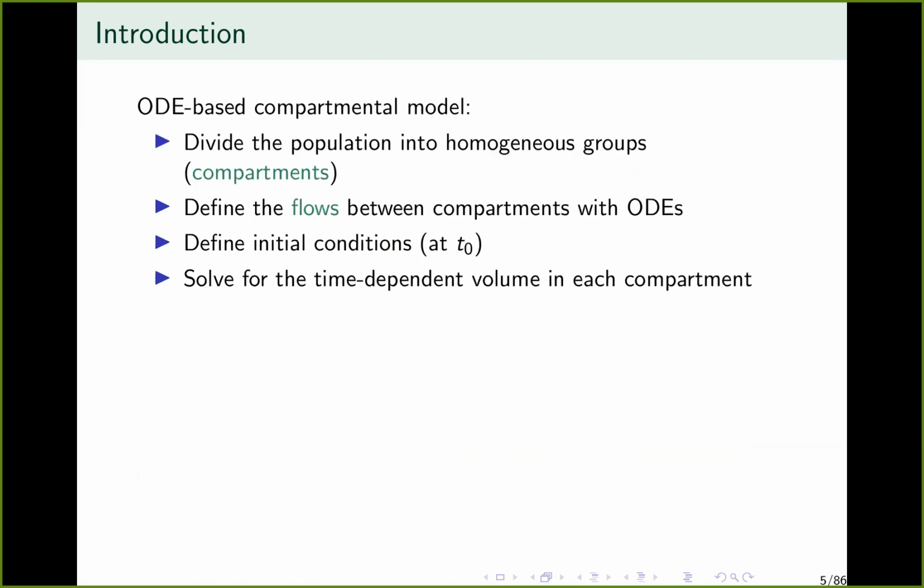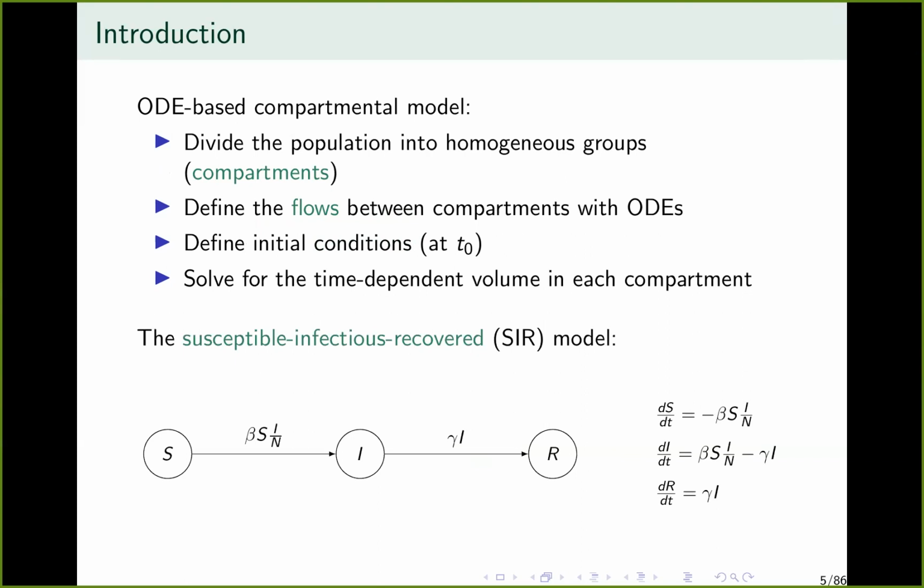So these ODE-based models, just a quick introduction, really. You have to divide the population into homogeneous groups that we call compartments. Then you define the flows between the compartments with ODEs. You define the initial conditions, and then you solve for the time-dependent volume in each compartment. The simplest of the models that people use is the susceptible-infectious-recovered model, SIR. And it is basically like that. You cut your population in three. And then you say that people go from susceptible to infectious with this flow, and from infectious to recovered with this flow, and then you have it.